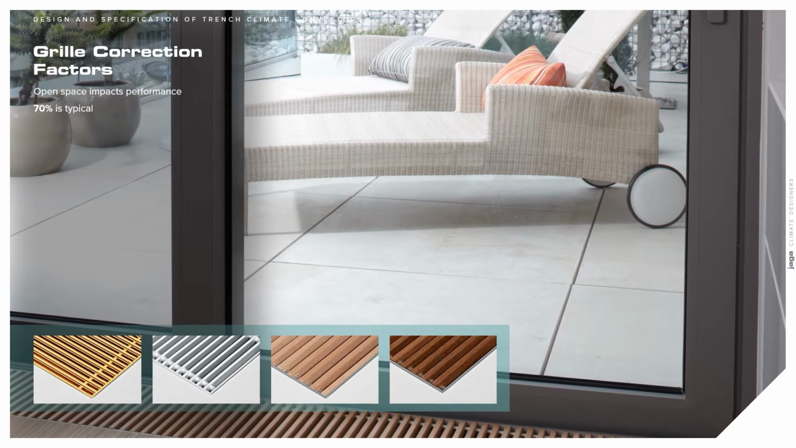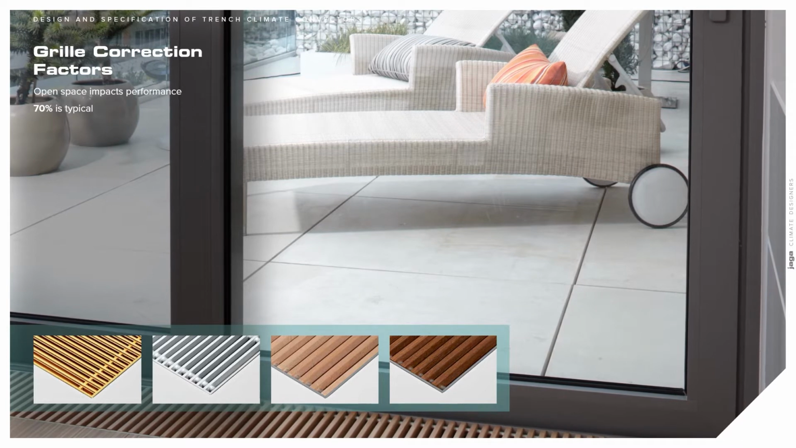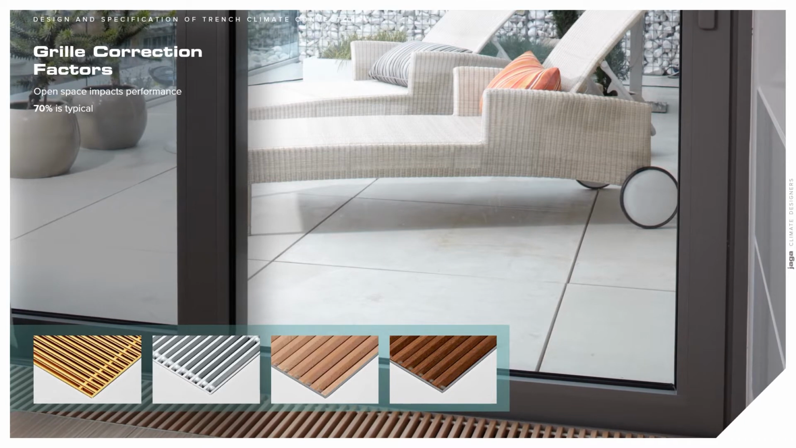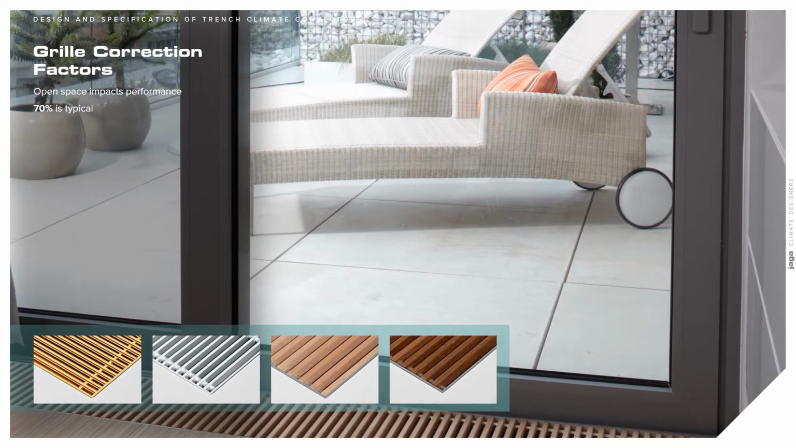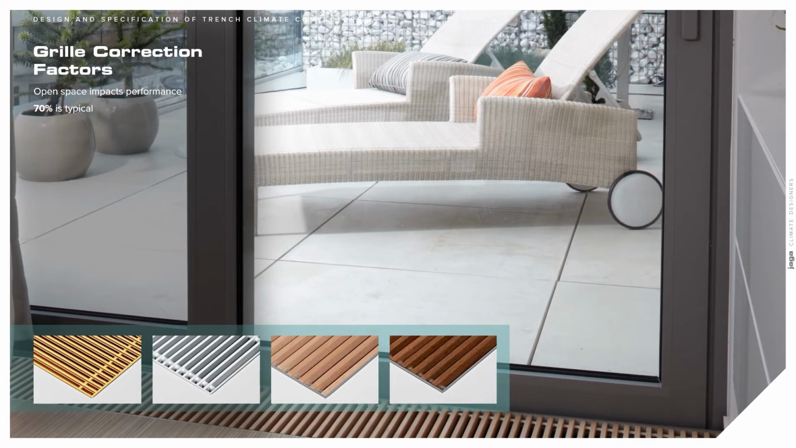Performance outputs are generally based on grilles having open space of 70%. Some decorative grilles have less open space, and this will impact again on the performance of the trench climate convector. As an example, a correction factor of 0.93 needs to be applied when selecting a wooden decorative grille having open space of 52%. If we go back to our example earlier, at the lower design conditions, when you apply the 0.93 correction factor, the corrected output for Unit A is 179 watts per meter, and the corrected output for Unit B is 162 watts per meter.